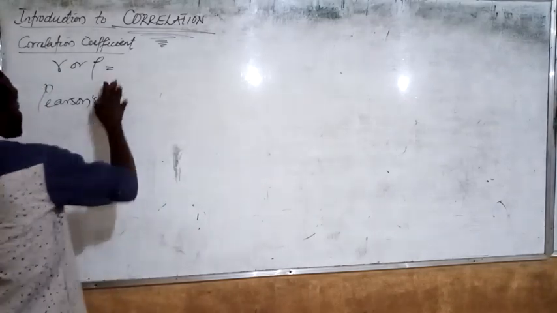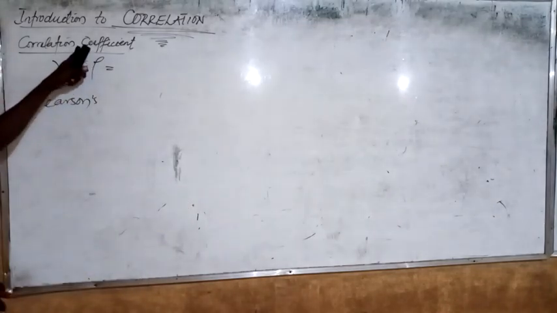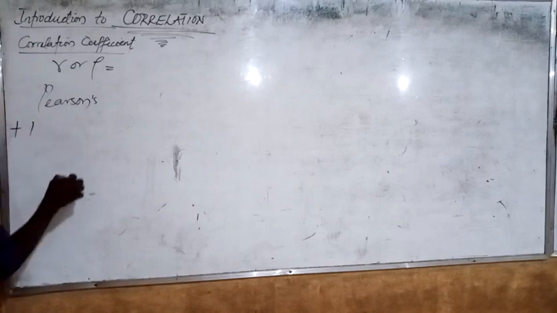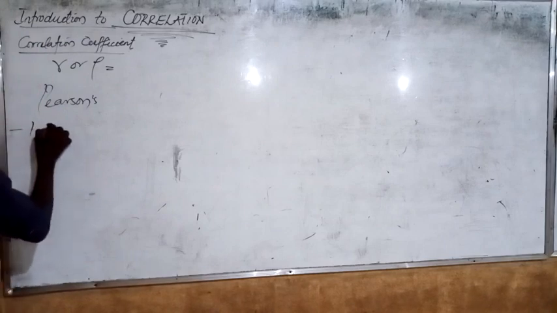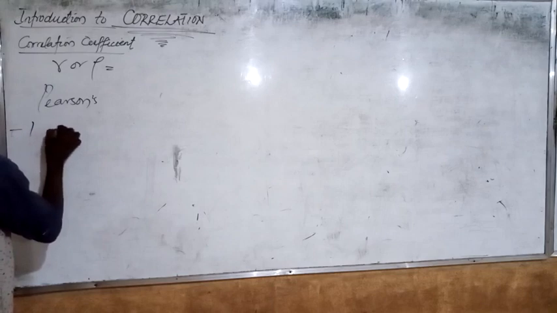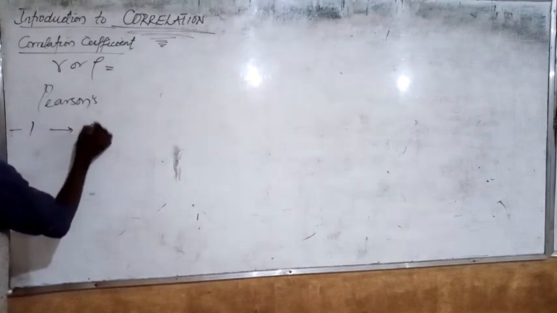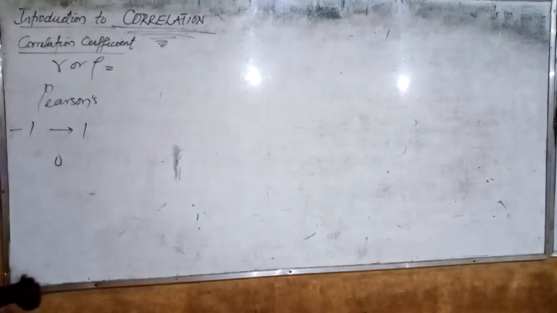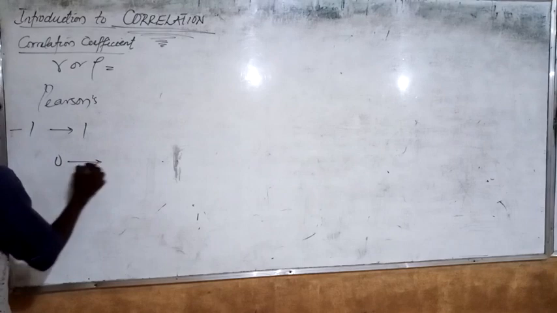So first, let's discuss more on this correlation coefficient. The values it can take range from negative 1 to positive 1. So you can have 0 in between. 0 will mean that there is no correlation.